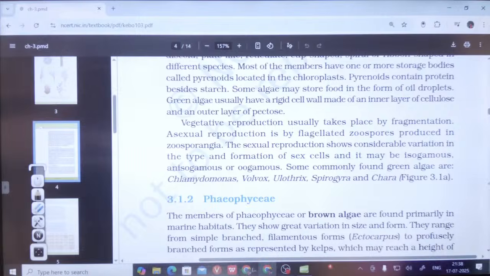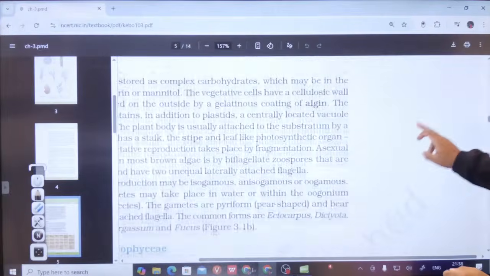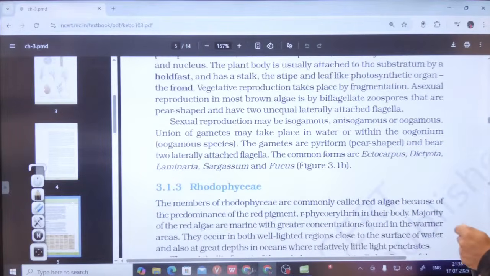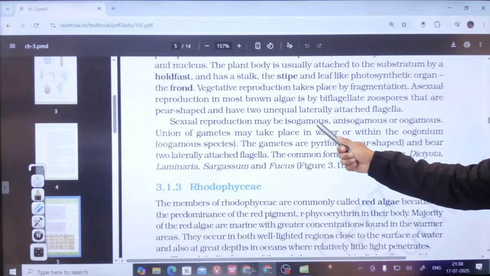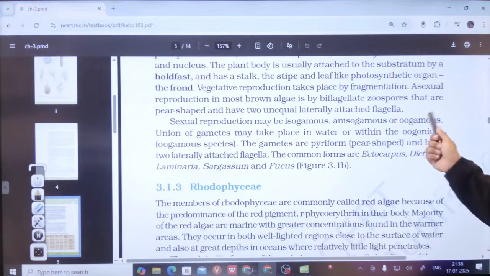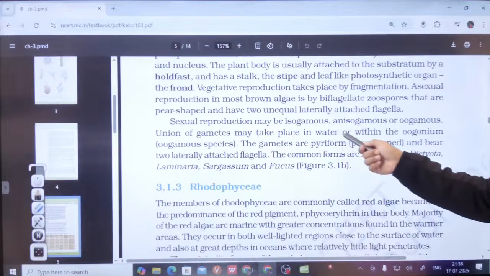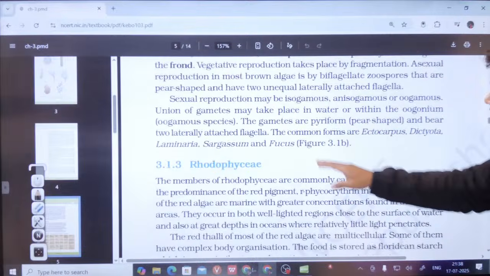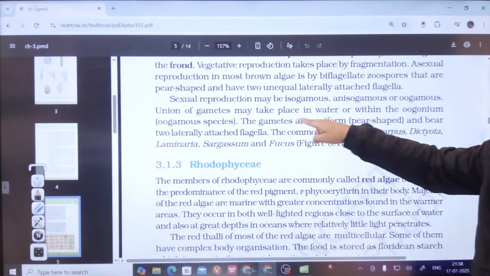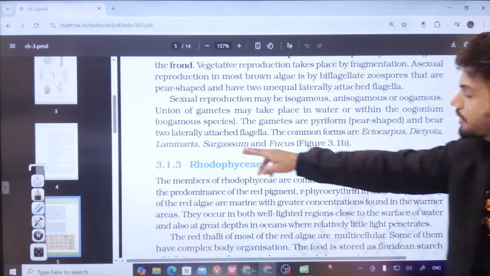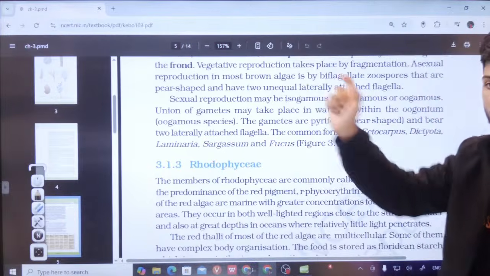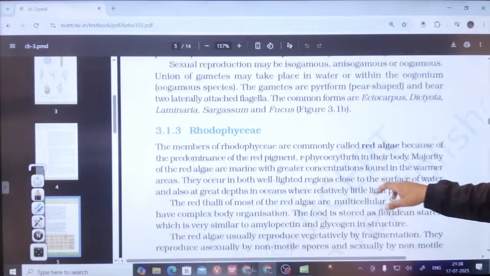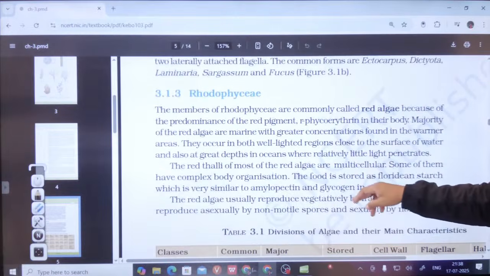Now students, sexual reproduction is isogamous, anisogamous, or oogamous. Union of gametes may take place in water or within the oogonium. The gametes are pyriform, pear-shaped, and bear two laterally attached flagella, one long, one short. Examples: Ectocarpus, Dictyota, Laminaria, Sargassum, Fucus.